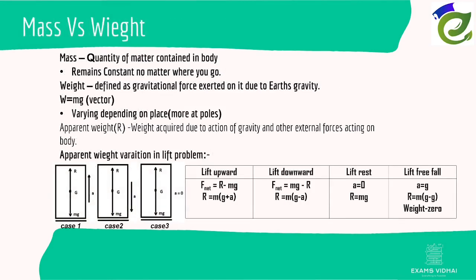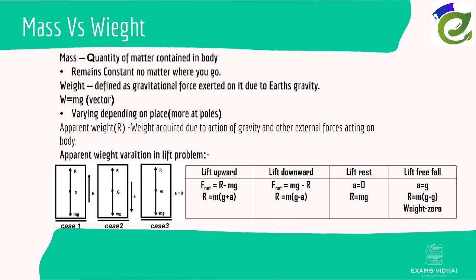Mass versus weight. Mass is the quantity of matter contained in the body. It remains constant no matter where you go. Wherever you go, the amount of mass in your body will remain the same. Whereas weight depends on the gravitational force exerted at that position due to Earth's gravity, that is, it varies from place to place. Now, apparent weight: the actual weight at that point in time due to gravity is known as apparent weight.